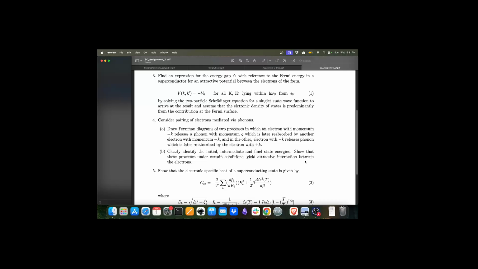Yeah. Okay. So question 4 is: considering pairing of electrons mediated by phonons, draw Feynman diagrams of two processes in which an electron with momentum plus k releases a phonon with momentum q, which is later. So let me write it down actually.